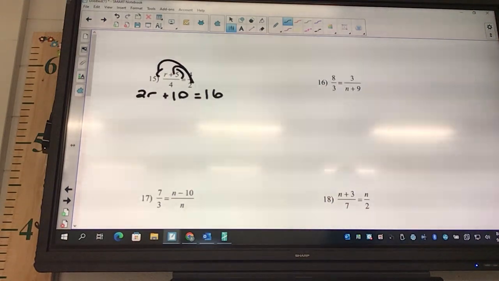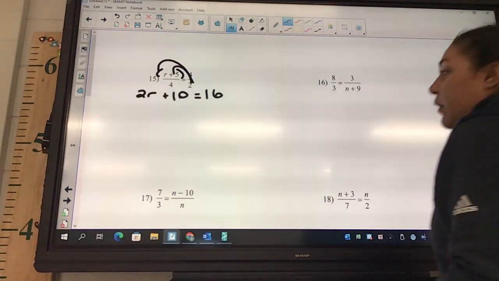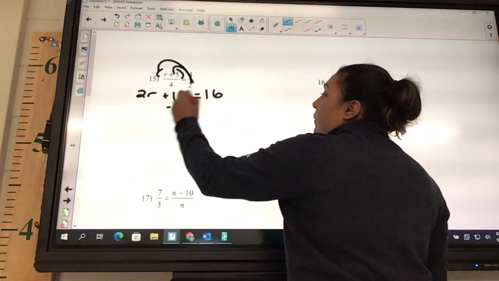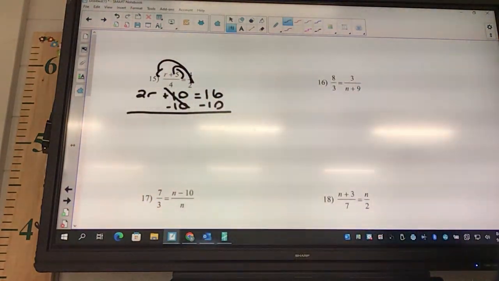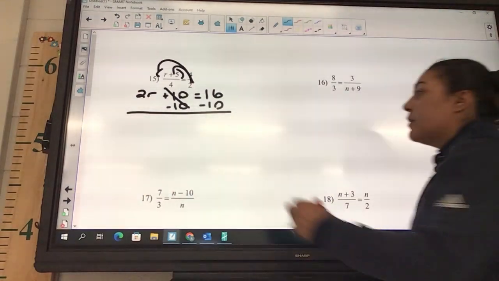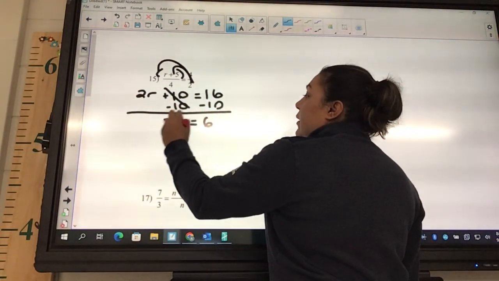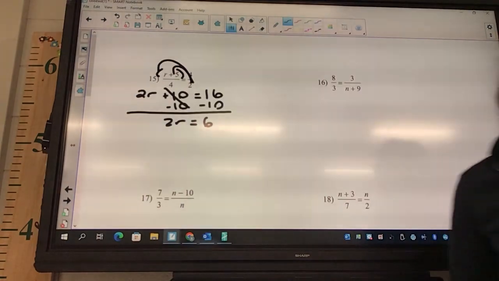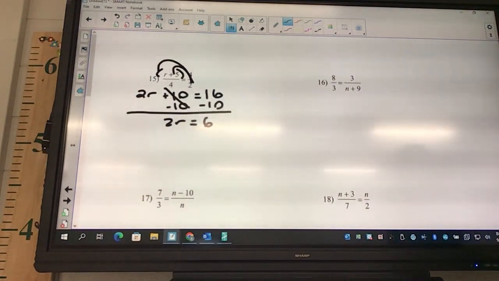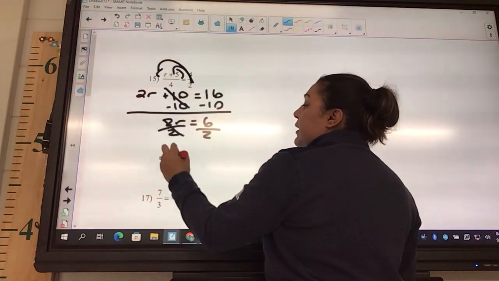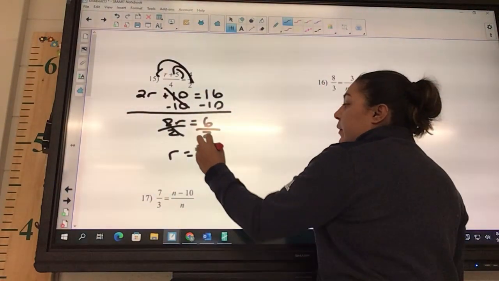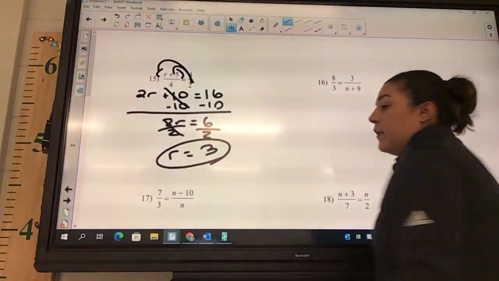What gets moved first? The 10. 16 minus 10? 6. So I got 2R equals 6. And then we're going to divide by 2. What is 6 divided by 2? 3. Good.